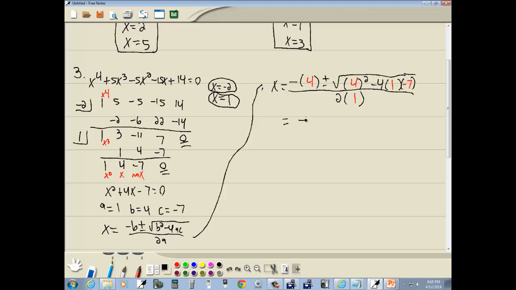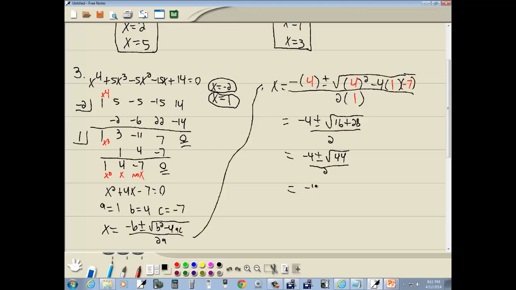So that gives us negative 4 plus or minus square root. 4 squared is 16. Negative 4 times 1 is negative 4, times negative 7 is positive 28, over 2, which gives us negative 4 plus or minus square root. 16 plus 28 is 44, over 2.